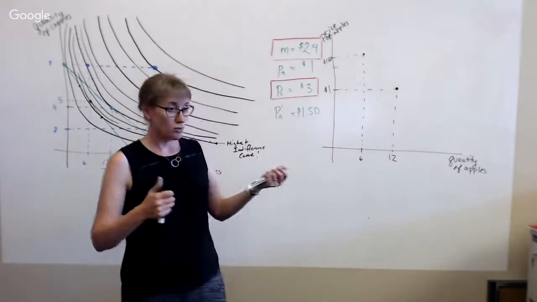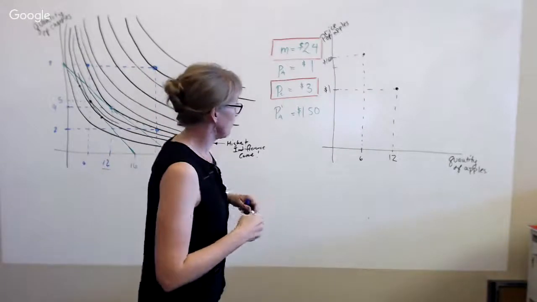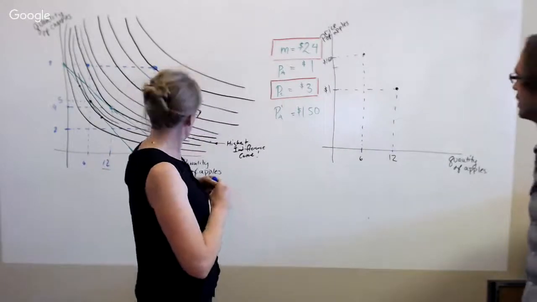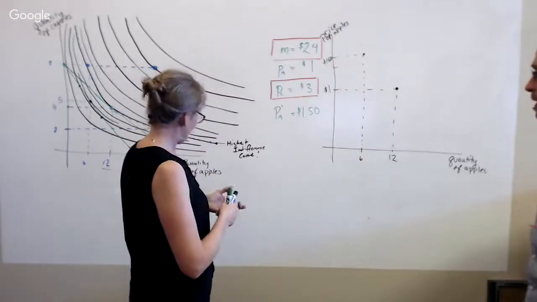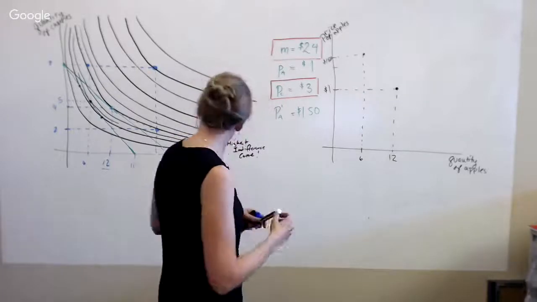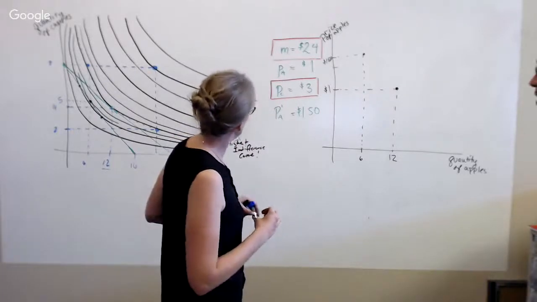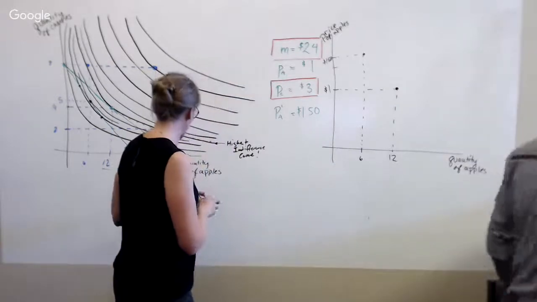And should we do another one? Let's do another one. Let's keep going. See what happens. Should we do a price decline? We could do a price decline. It's gonna go a little bit off our graph, but it doesn't matter. So should we do 75 cents? No, let's do 50 cents and go way off the graph.